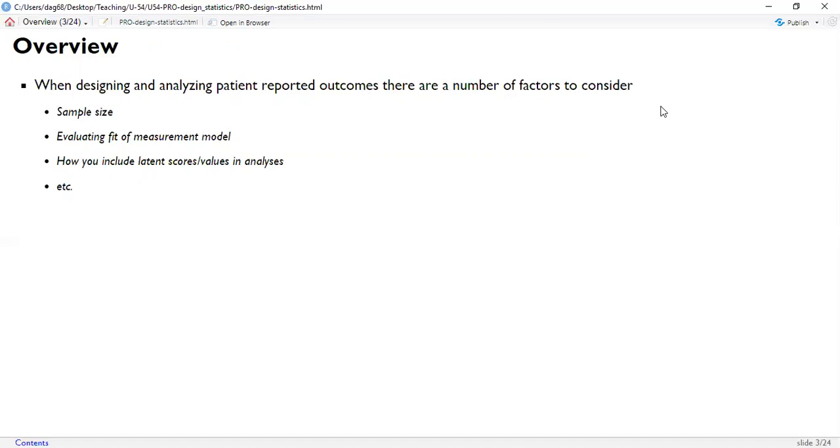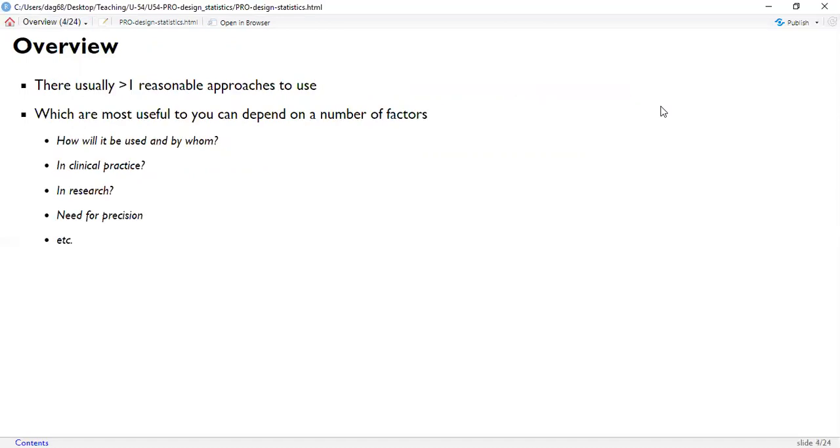You really want to avoid them if you can. So I want to also note that there's usually more than one reasonable approach to use to develop a PRO, to include them in the analysis. I'm going to show you the ones that I tend to favor, but there might be other ones that are just as reasonable to use in different circumstances.